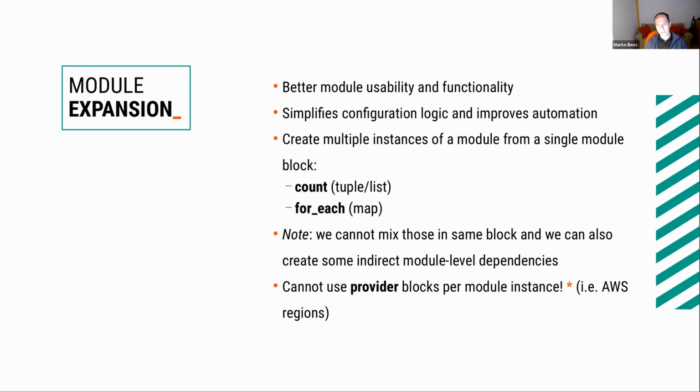You can now produce multiple instances of a single module by using either count or for_each. Those are different concepts. With count, you would get a tuple or a list of instances of modules. With for_each, you will get a map. And in a demo later on, we will go through examples of what that actually means for code and how you can use each of those concepts.